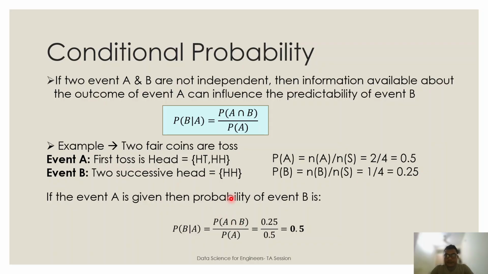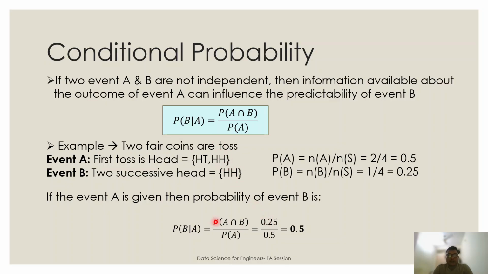Let me check once. Okay, sorry, thank you for correcting me. This probability should not be 0.25. We have to check the intersection between events A and B. I think I mistakenly put this value 0.25 here. You have to take what is common between them. I think head is common. Okay, so I think it's right.